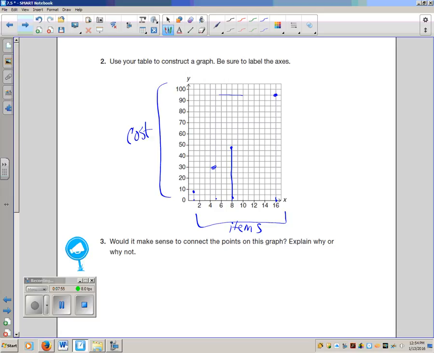Right? Once again, we would not connect. We don't need to connect the dots on this because it doesn't make sense. Each one, because we don't have half an item.